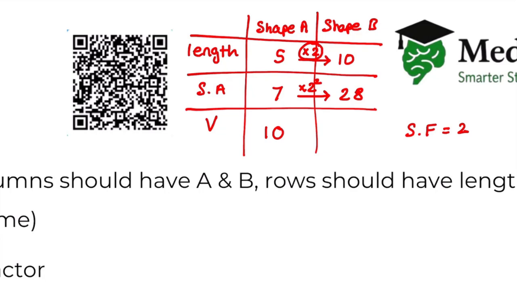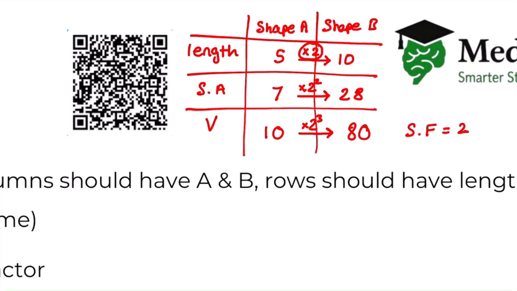Okay. And for the volume, it's very similar as well. However, you multiply by the scale factor, which is 2, and this time not squared, you cube it. You multiply by the scale factor cubed. So you do 10 times 2 cubed. 2 cubed is 8, so you do 10 multiplied by 8, and that gives you 80 for the volume of shape B. And that's how you go about this.